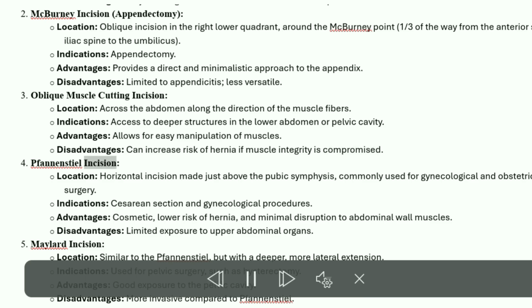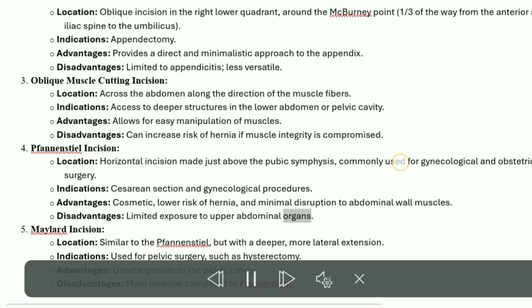Pfannenstiel incision. Location, horizontal incision made just above the pubic symphysis, commonly used for gynecological and obstetric surgery. Indications, cesarean section and gynecological procedures. Advantages, cosmetic, lower risk of hernia, and minimal disruption to abdominal wall muscles. Disadvantages, limited exposure to upper abdominal organs.